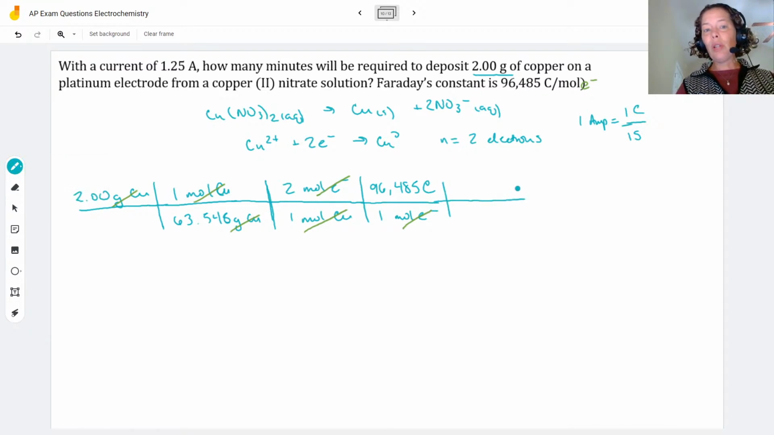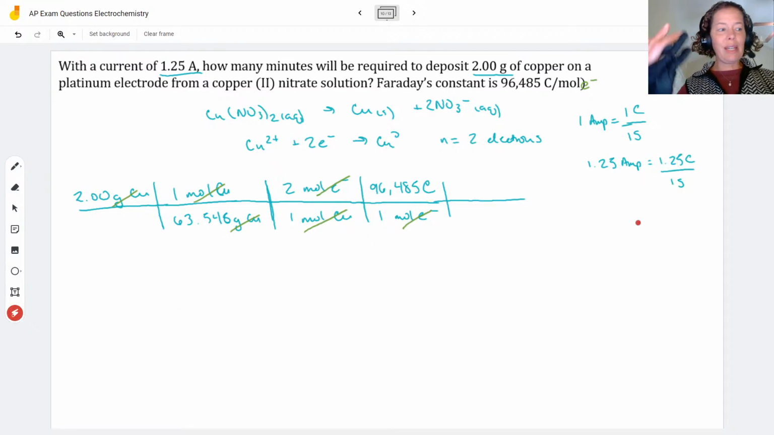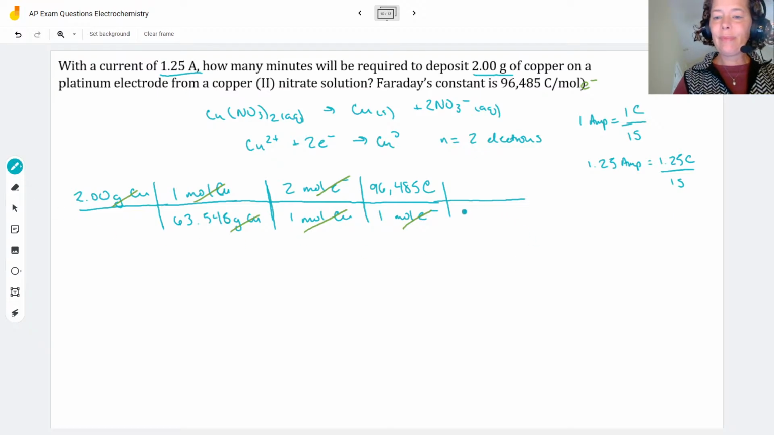Now that I'm in coulombs, what I'm doing here is I'm going to take my 1.25 amps. This might help to see it like this. Is equal to 1.25 coulombs per second. So this is another way to write our 1.25 amps. And now you can see that our coulombs here, they need to cancel. So I'm going to need to flip that. So I've got 1.25 coulombs over 1 second.